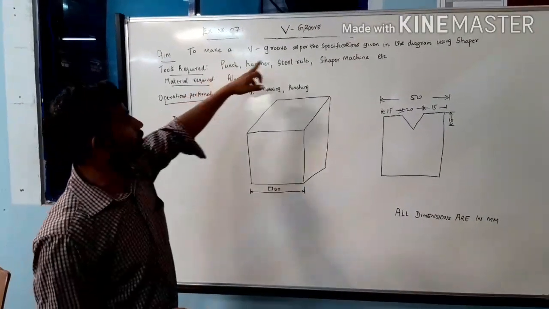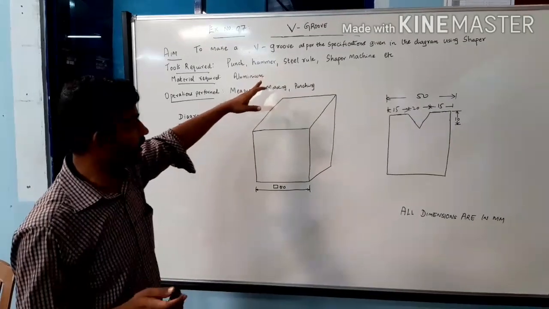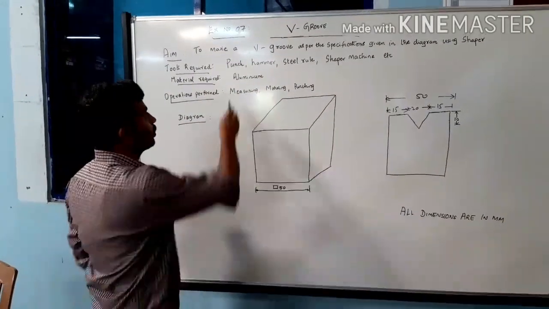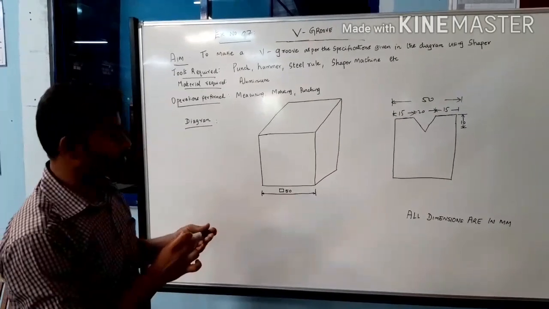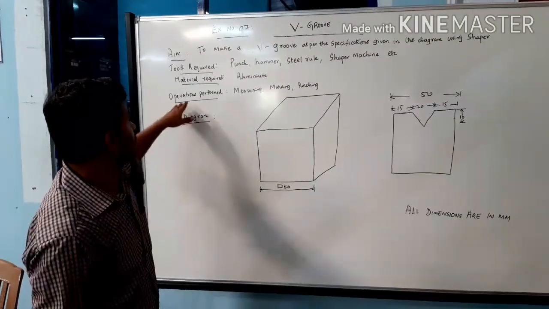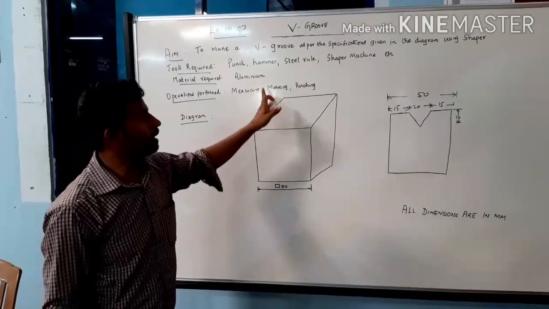The punch, hammer and steel rule are for measuring and marking on the object. The punch is used for marking. The steel rule is used for measuring. The operations performed are measuring, marking and punching.